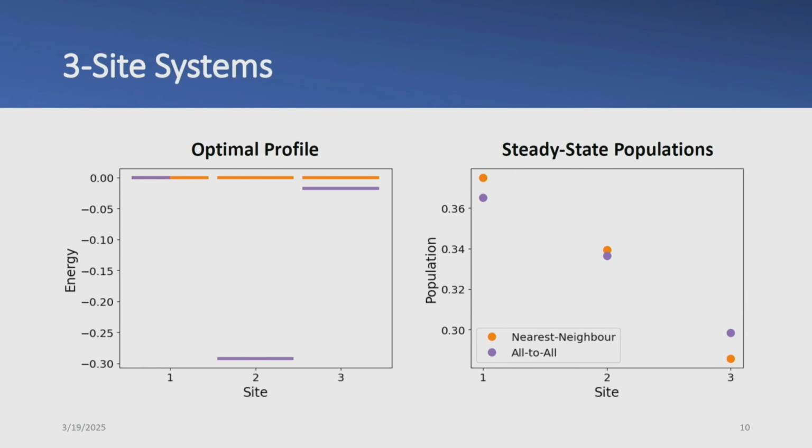You can see here on the right, these are the steady state populations of my system, and I have a very clear population gradient from site 1 to site 3, which is good. That's what we want. We want to promote the flow of population from 1 to 3, and we have a decreasing slope to have that happen.